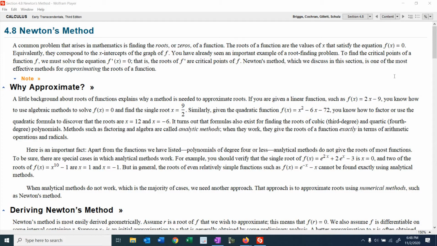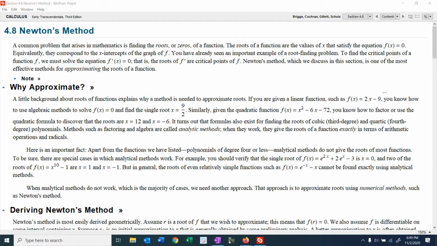You're probably used to using algebraic methods. So for example, if you had a function like this, 2x minus 9, and you wanted to find its x-intercepts, you would just set this function equal to 0 and then solve for x. And of course, you would find that x would equal 9 halves, and that would be the x-intercept. Now, when you go through this process, you're actually solving for x algebraically, using what's known as an analytical method.